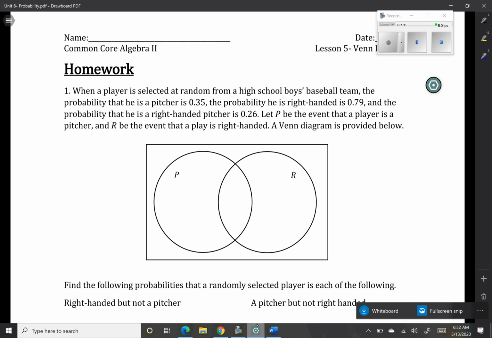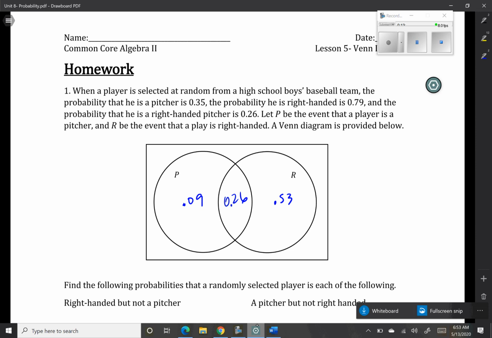So the homework question tells us that we have the probability of being a pitcher, being right-handed, basically a simple baseball question. So it says the probability of a pitcher is 0.35, so that would be the whole P circle. Probability is right-handed is 0.79, that would be the whole R circle. The probability that he is a right-handed pitcher, so both, is 0.26, so we like that number. We'll start there. If I subtract the two other probabilities that they give me, I can find the other numbers here. So if I do 0.35 minus 0.26, I get 0.09 for the other part of pitcher. And if I do 0.79 minus 0.26, I get 0.53 for being right-handed.